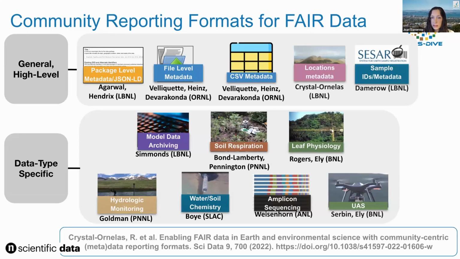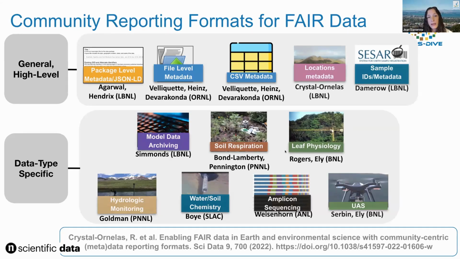This includes some general or high-level reporting formats that are widely applicable to many, if not most, data sets submitted to ESS Dive, like file-level metadata describing files, CSV formatting to make sure that CSV files are machine readable, locations descriptions, sample description and identifiers, and for that we mostly use the System for Earth Sample Registration template and IGSN IDs.